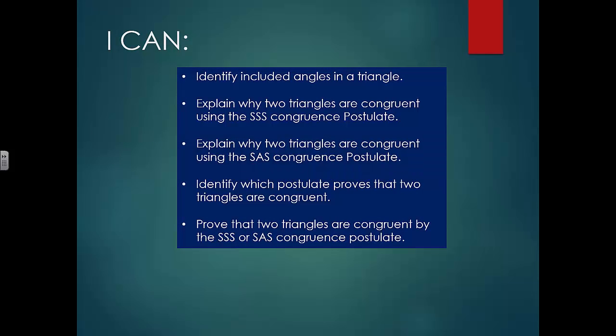By the end of the lesson, you should be able to say: I can identify an included angle in a triangle given the two sides. I can explain why two triangles are congruent using the side, side, side congruence postulate. I can explain why two triangles are congruent using the side angle side congruence postulate. I can identify which postulate proves that two triangles are congruent, and I can prove that two triangles are congruent using either of those postulates. I know a lot of those sound very similar, and they are closely related, so we could have had fewer I can statements, but you'll see what I mean momentarily.